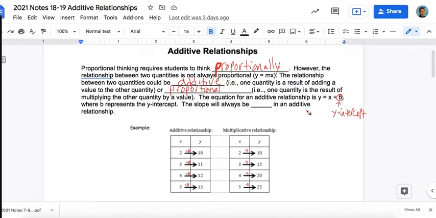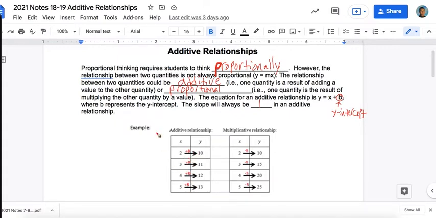Okay, now the slope will always be 1 in an additive relationship because, remember, the slope is the number in front of the x, but if we don't have a number here, we call it a 1 in disguise. So when you don't see a number in front of the x, it's a 1, or a slope of 1. Now let's look at an example here of an additive relationship. If you compare the x to the y, you'll see that you add a number each time.